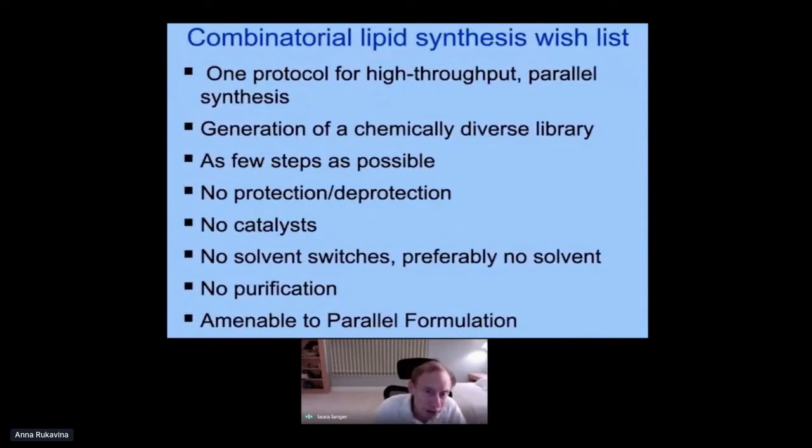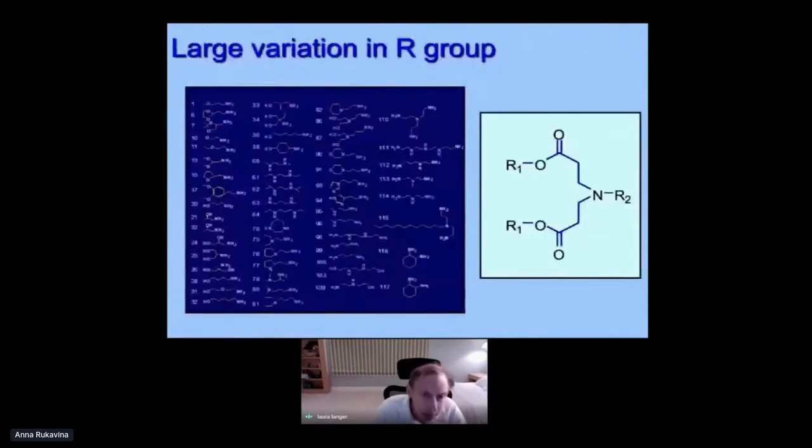And so our wish list was that we could use combinatorial chemistry to make literally thousands of lipids. And the wish list is one protocol to do this, make a very diverse library, as I'll show you, in very few steps. You don't want to have protection or deprotection or catalysts or solvent switches, no purification, and so forth. So let me just show you some of the chemistry that we did. The next slide shows a picture of the R groups that we use. So tremendous chemical diversity.